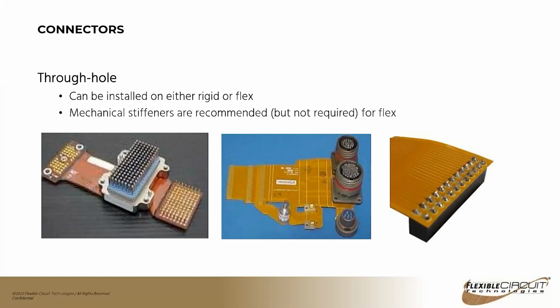So through-hole connectors, they've been around forever. There's a couple different examples here. These could be either installed in the flex region or a rigidized flex region or a rigid flex circuit. Mechanical stiffeners are generally recommended, but they're not required. So if you look at the image on the right there, that's just a through-hole connector that was soldered on. There is no stiffener on it, but you can see examples of stiffeners in the part in the middle there where they have been added.